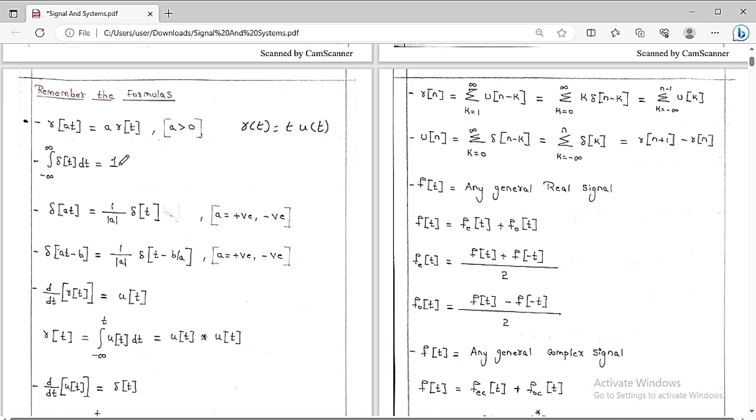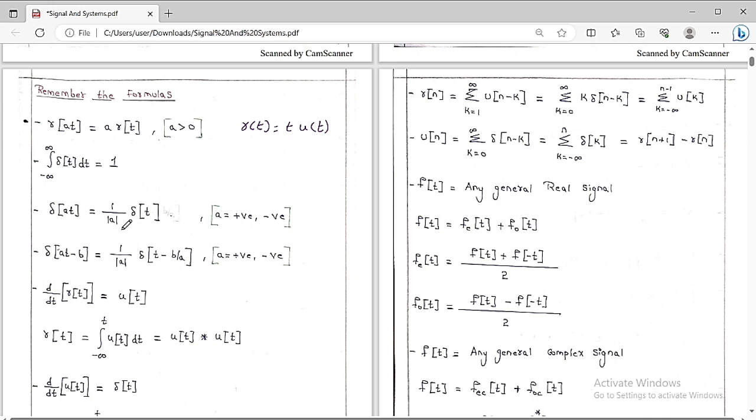The next point is delta of AT is always equal to 1 by mod A times delta of T, where A can be positive or A can be negative. This is a very, very important formula that you always have to keep in mind. Here, modulus means you always take the positive value only. If A is positive or A is negative, the modulus always gives a positive output. So this point you always have to keep in mind.